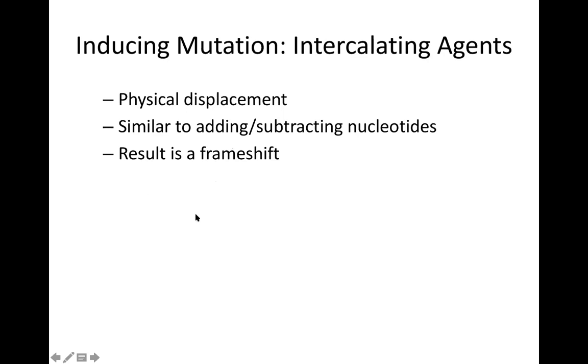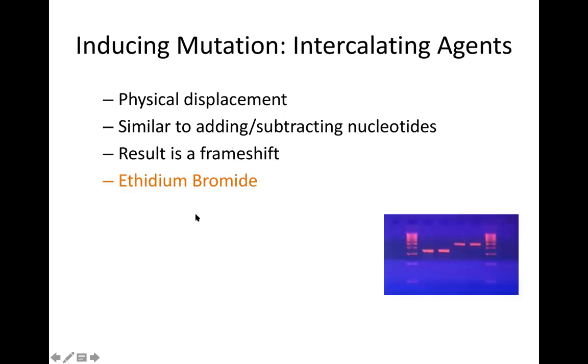Some common chemicals that we see for this: ethidium bromide is a great example. We don't really use that as much in the lab at the undergraduate level because it's toxic. But what's really cool is it intercalates very well with DNA, and then you can hit it with UV light and you can see where your DNA bands are. So it's a really simple but powerful diagnostic tool.